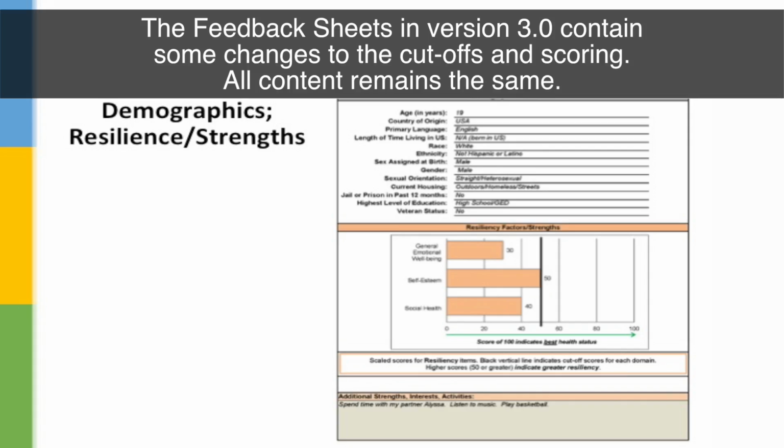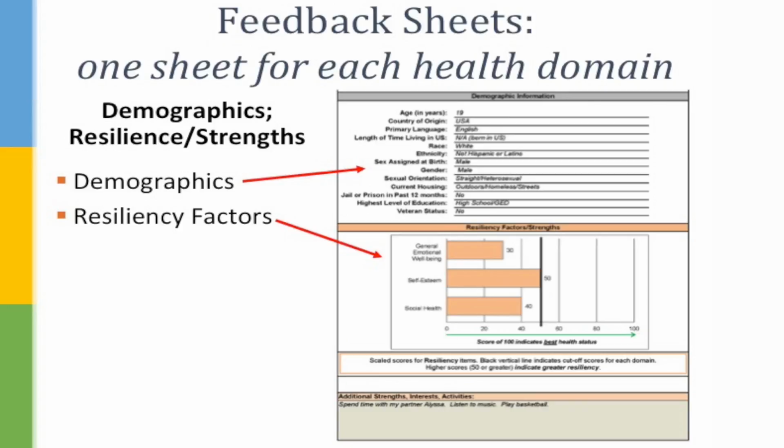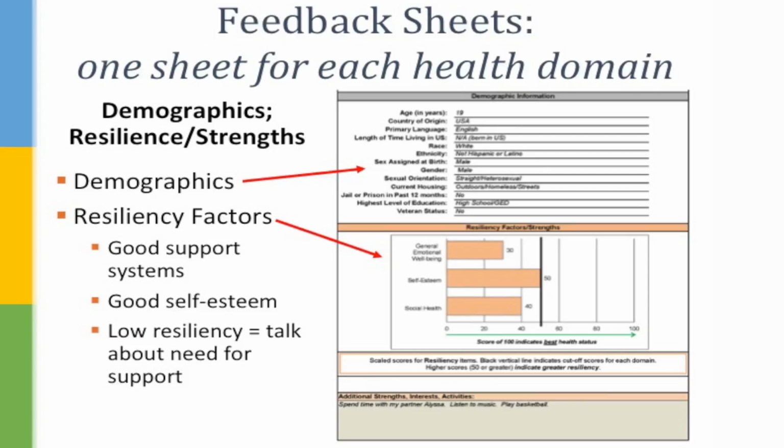We begin the feedback sheets, and I think this would be a good thing for you to do in terms of beginning any feedback with resilience factors. So on this particular feedback sheet, you get the demographics, but you also can see the resilience factors. And you want to highlight if people have good support systems or good self-esteem. If they're low in those resilience factors, so below the black line, you want to talk to them about the issues of support, and how that may mean that they need additional support or scaffolding by programs around, or maybe even some residential kinds of care, depending on where you go from this.